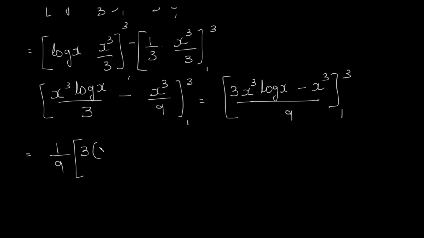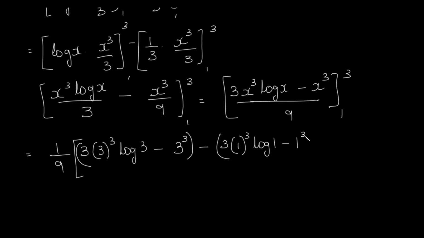So we get 3 into 3 cube log 3 minus x cube becomes 3 cube. This is the first term that we are getting. Minus, now we put x as 1. So we get 3 into 1 cube log 1 minus 1 cube. This is how we get the terms. Then in the next step, we get 1 upon 9. 3 cube is 27, 27 3s are 81. So we get 1 upon 9 into 81 log 3 minus 3 cube, which becomes 27.